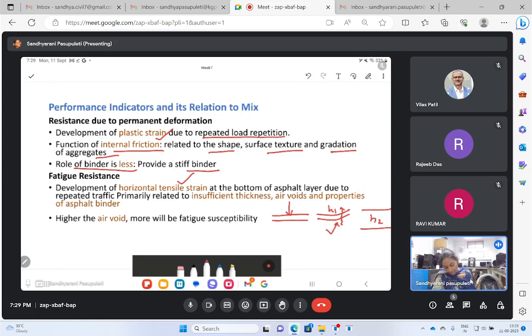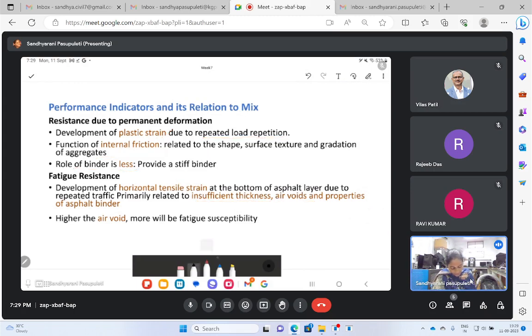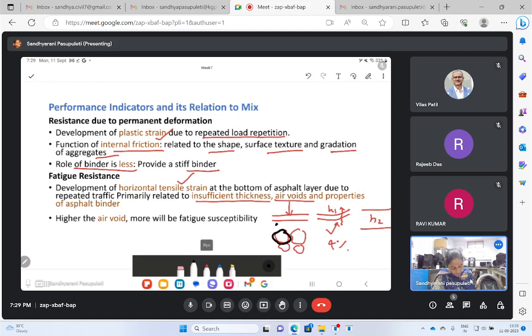So wherever there is insufficient thickness, there can be a possibility of fatigue failure. And the air voids, what happens if there are more air voids? If there are aggregates in between, we are supposed to have around 4% air voids. Higher the air voids, there will be exposure of these aggregates to the oxygen. So what happens if the aggregates are exposed to oxygen?